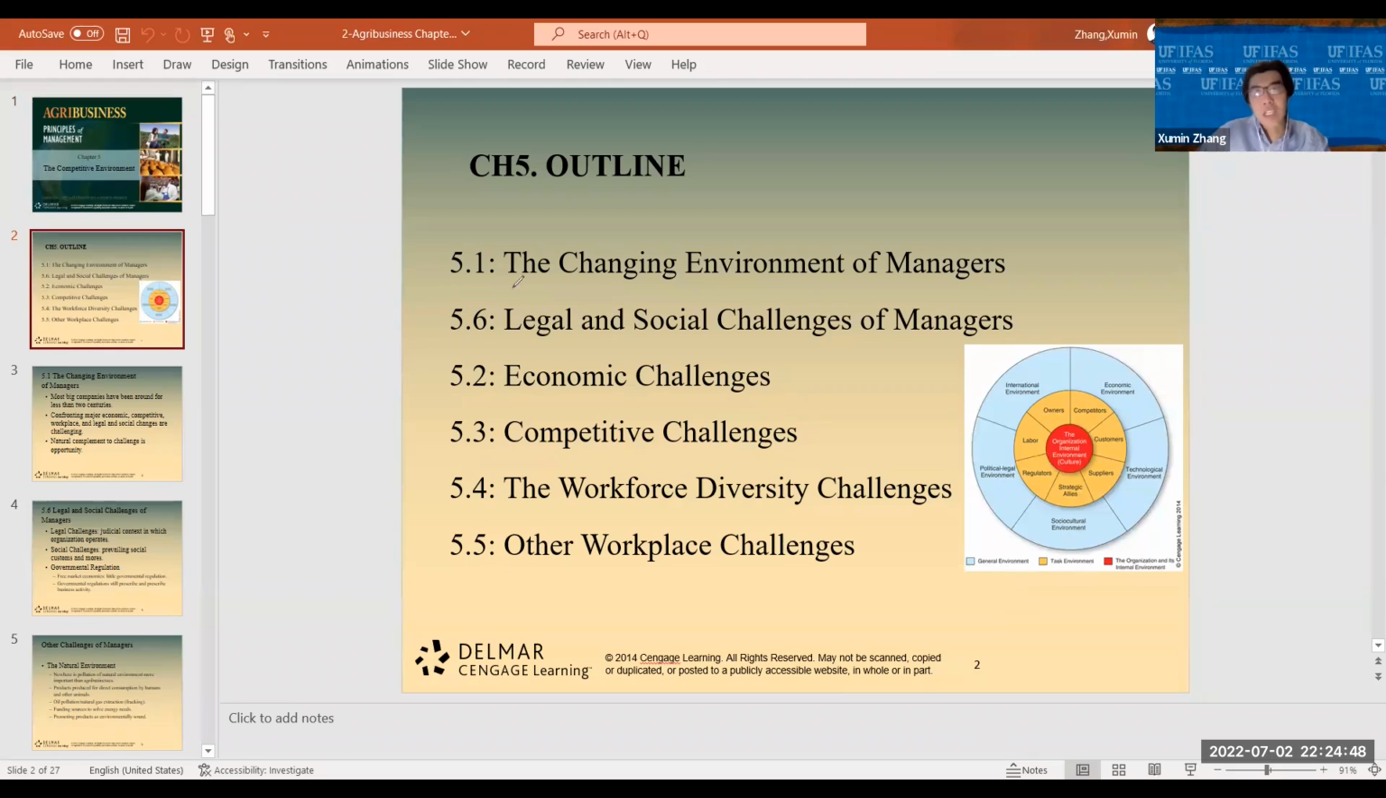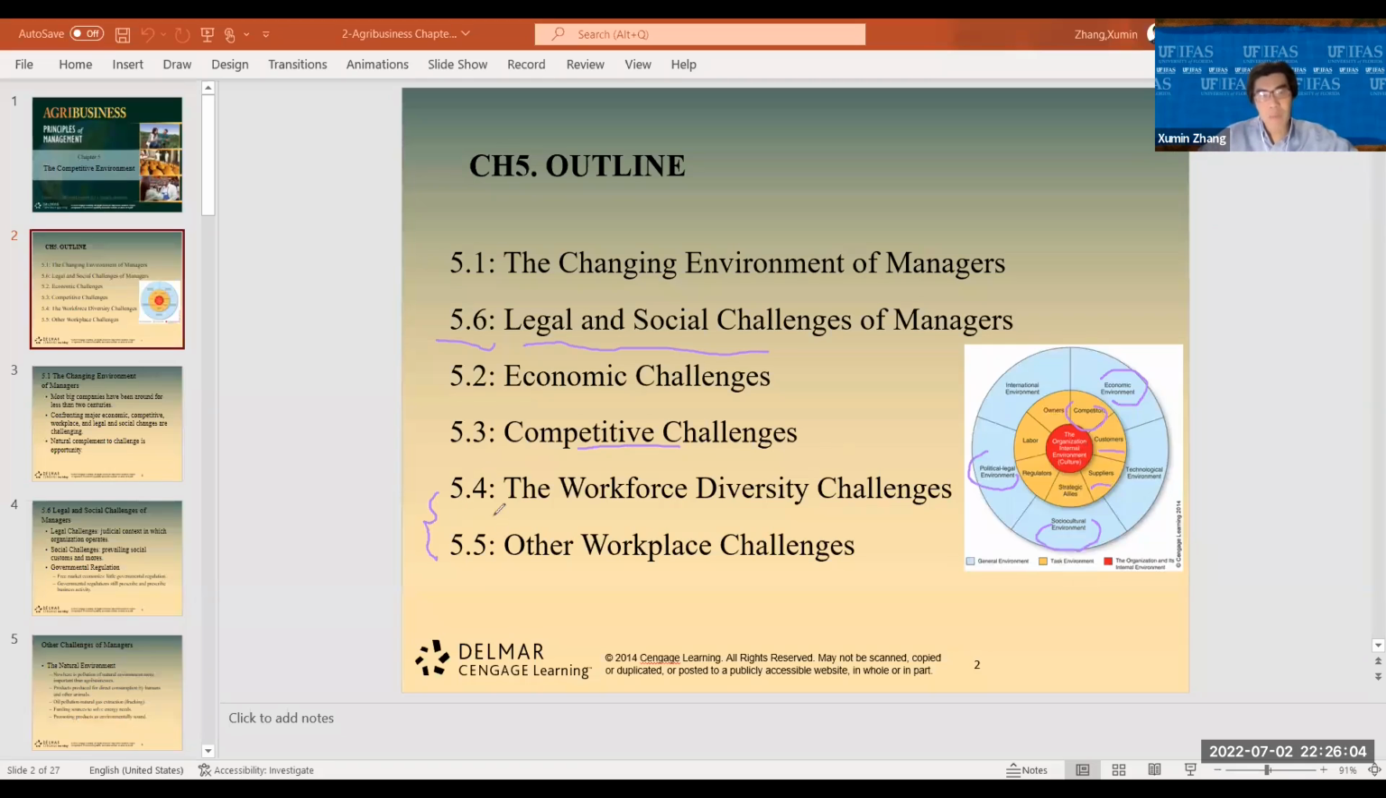I switched the sequence a little bit. I moved 5.6 early. When we talk about the legal and social challenges of managers, we are talking about this one. Then we go to the economic challenge, which is here. And then 5.3 is the competitive challenge, which is competitors. But when we talk about the competitive challenges, we also talk about the customer, the supply, and the competition from the market, maybe from your existing competitors or from your potential competitors.